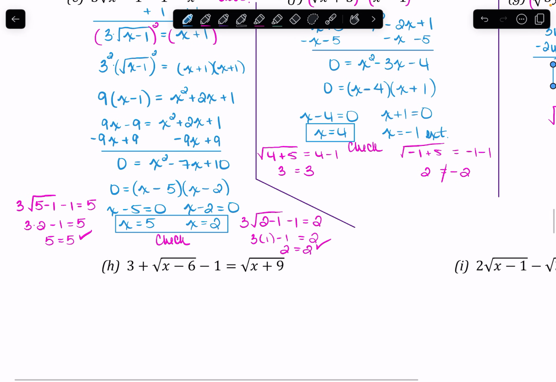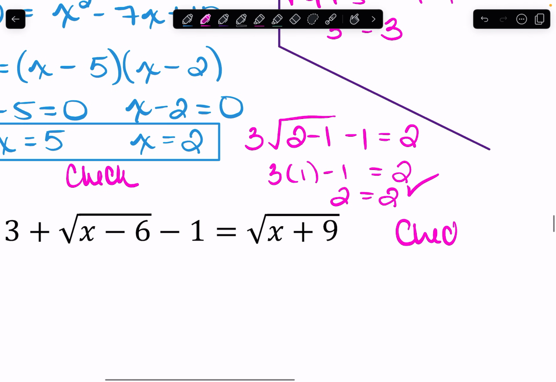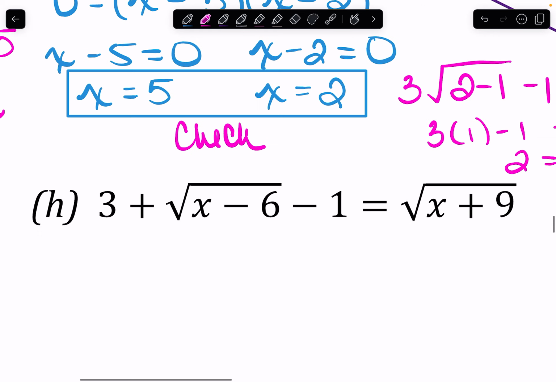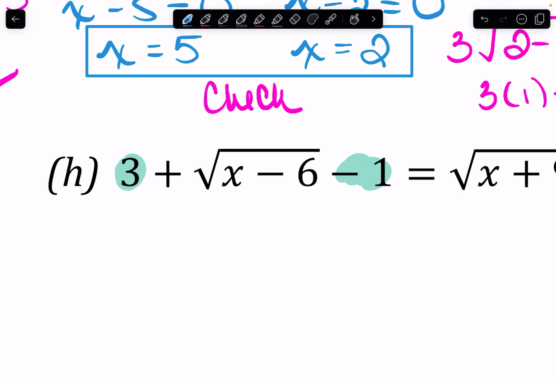All right, this one we have lots of square roots going on. So it's still a square root equation, so we are going to have to check. So first thing, we need one square root isolated. Also, it's important to catch, I need to do this basic math first. The less complicated it can be, the better. So 3 and negative 1 can be combined. 3 plus a negative 1 is 2.